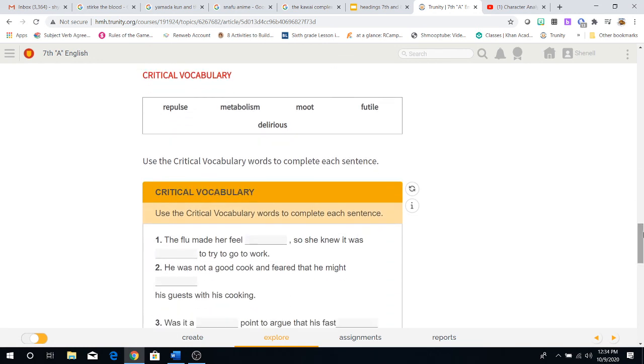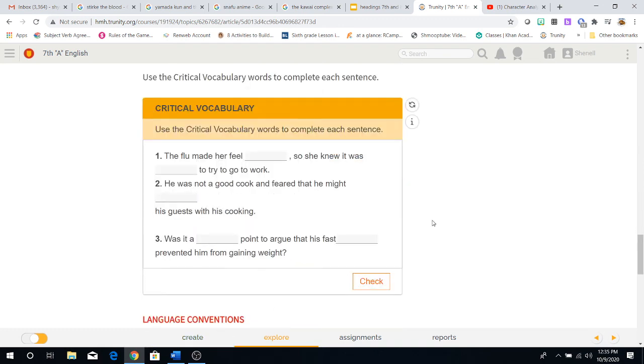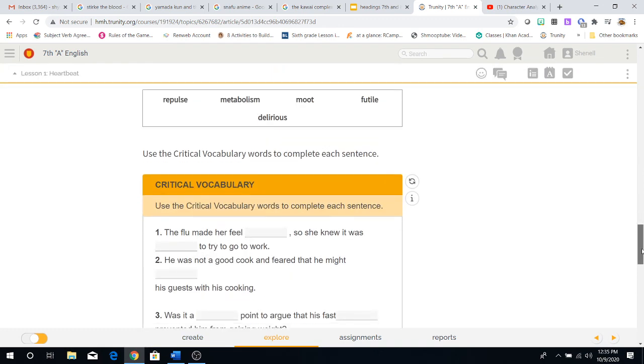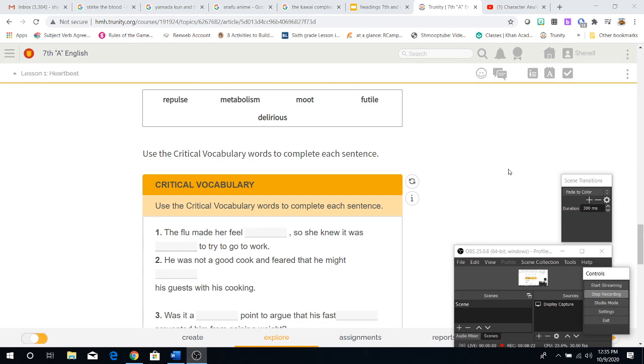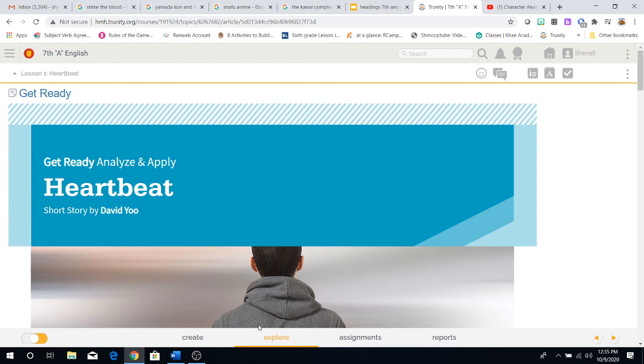And finally, our critical vocabulary. You guys know what to do. Go over the vocabulary, place them in the sentences, and at the end, check to see if you are correct. Our vocabulary for this story is repulse, metabolism, moot, futile, and delirious. So I hope you guys enjoy reading Heartbeat. It seems like a really fun story, really interesting.